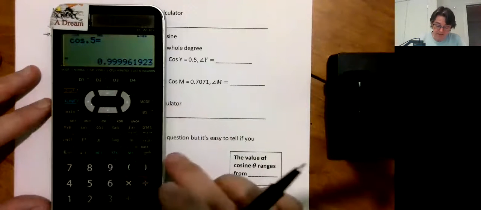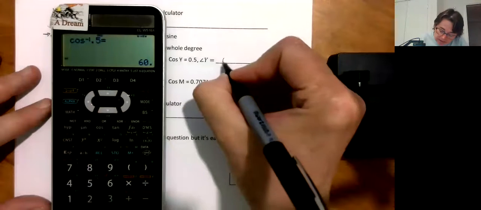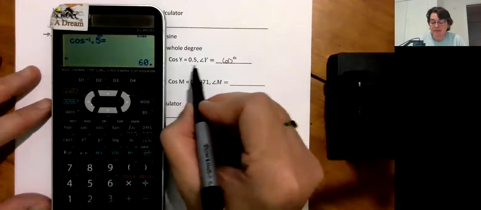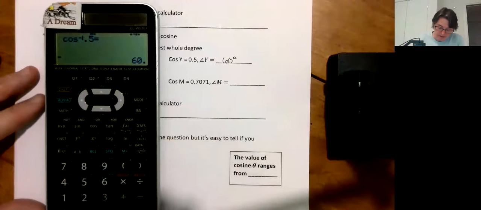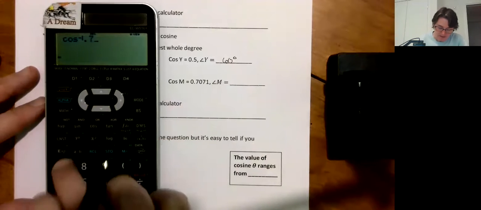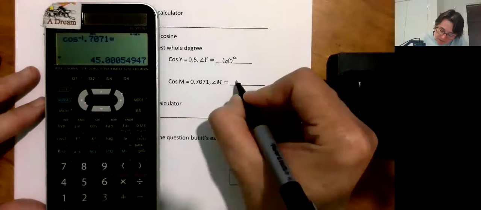And so let's do it right. Second cos 0.5, and that is exactly 60 degrees. There are not a lot of them where it's a nice decimal that works out to a really nice number. And second cos 0.7071, and that gives me 45 degrees.